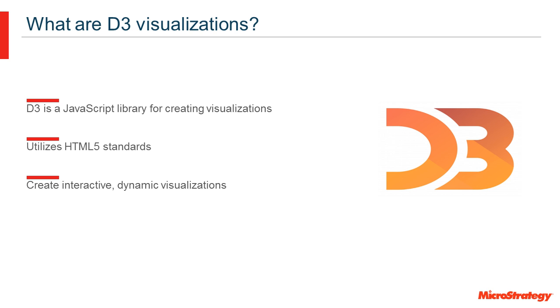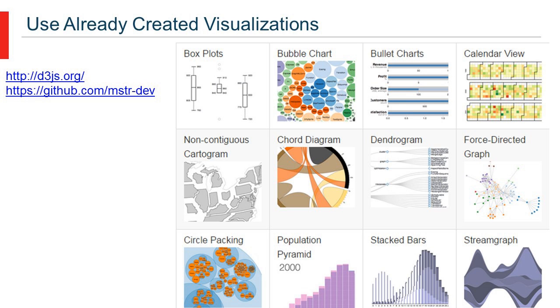There are commercial libraries such as HighCharts as well that can be used and integrated with MicroStrategy. It utilizes industry standards, so HTML5. If you go to the D3 website, so the first URL presented here, the second URL is the MicroStrategy set of D3 visualizations that we've currently documented for you to deploy. So please take a look at those as well.